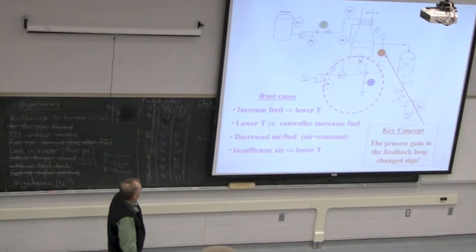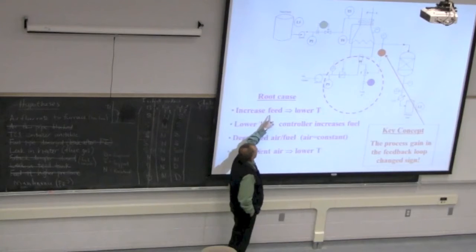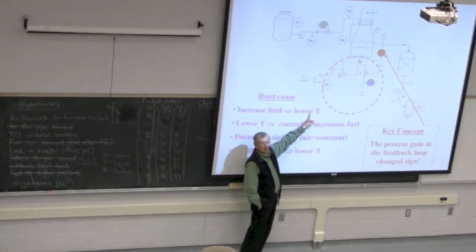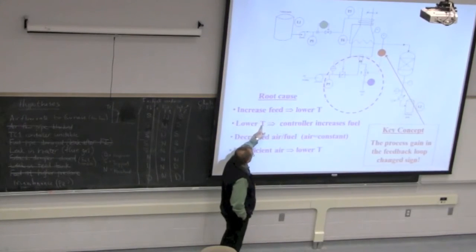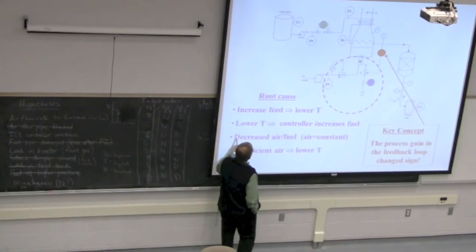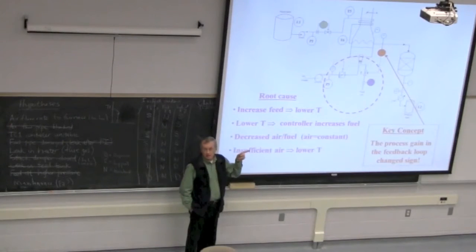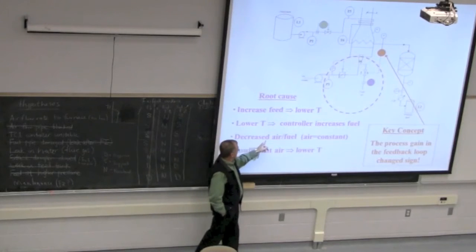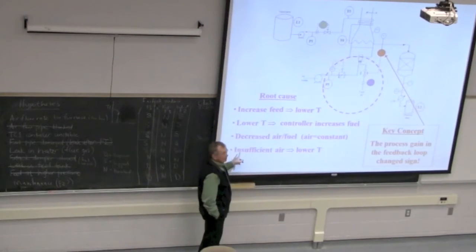Okay, here's what happened. We increased the feed rate, and initially the temperature decreased. Because of the lower temperature, the controller increased the fuel rate. When I increase the fuel rate, look at my system. The air is constant. The air is constant. So I decreased my air to fuel ratio because my air is constant. I didn't have enough air.